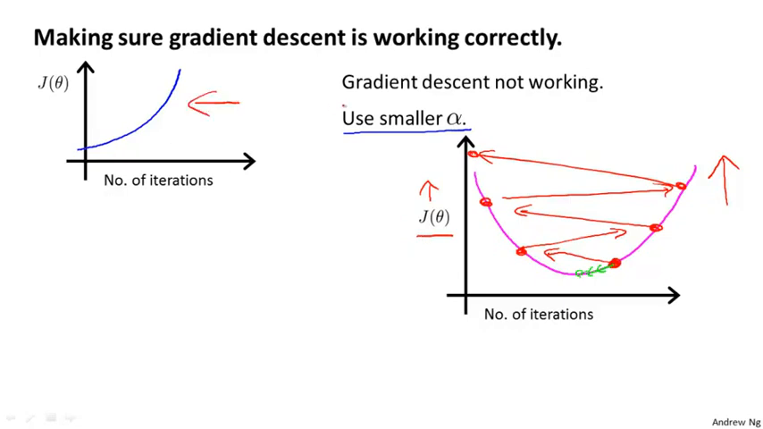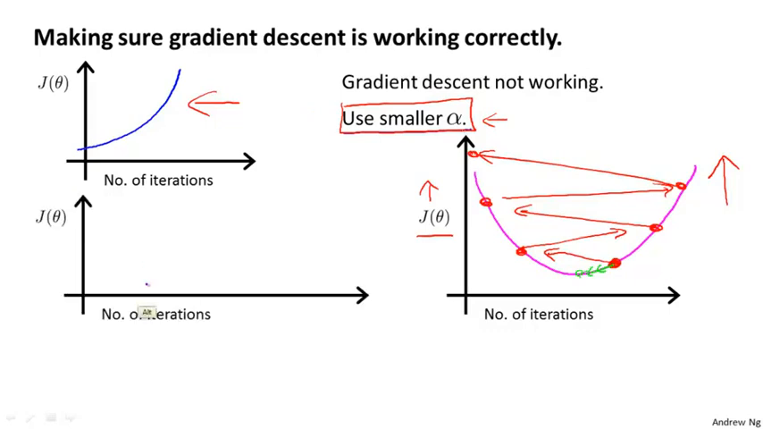And if you see a plot like this, the fix usually is to just use a smaller value of alpha. Also, of course, make sure that your code does not have a bug in it, but usually too large a value of alpha is a common problem. Similarly, sometimes you may also see J of theta do something like this. It may go down for a while, then go up, then go down for a while, then go up, and so on. The fix for something like this is also to use a smaller value of alpha.